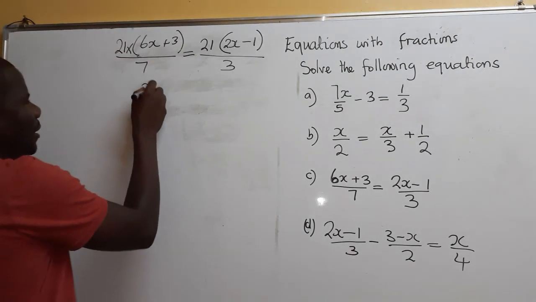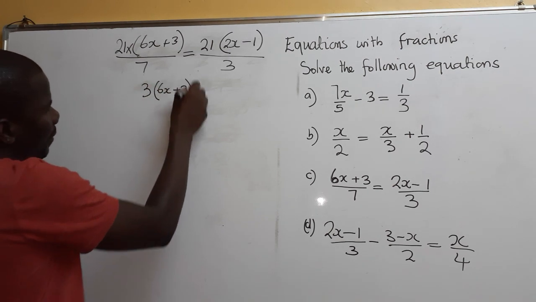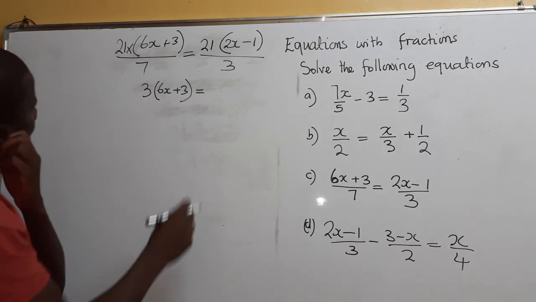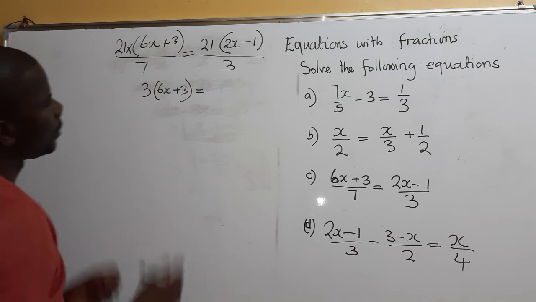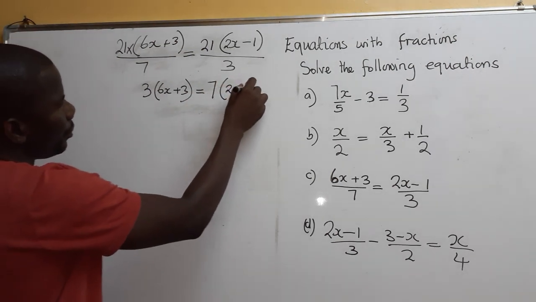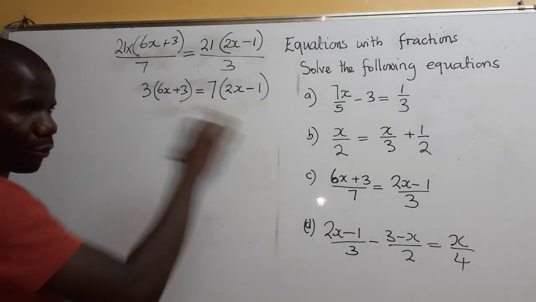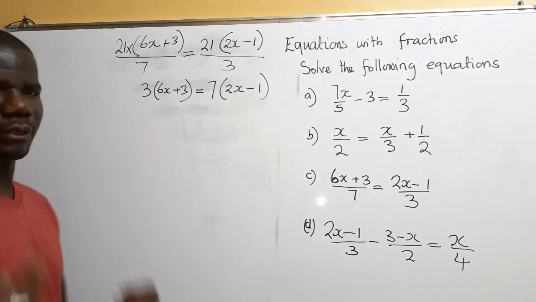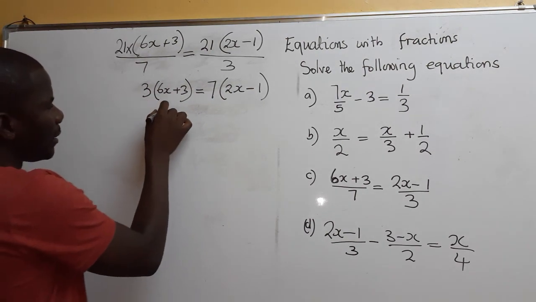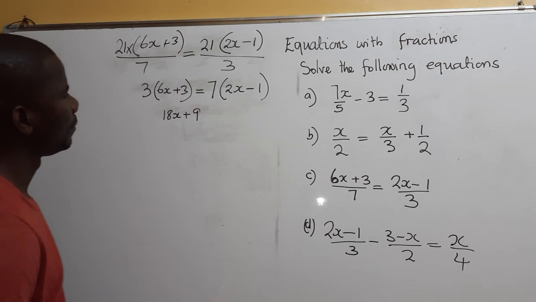So you have 3, open brackets, 6x plus 3 is equals to, you do the same thing here. 3 into 21, it will be 7. You do the same thing. All right? Then at this point now, we have an equation with brackets. So you get rid of the brackets. So you multiply 3 by 6, it will be 18x plus 9.